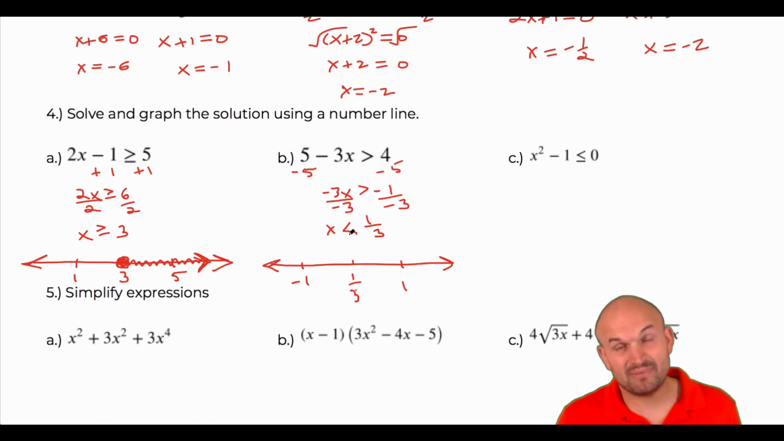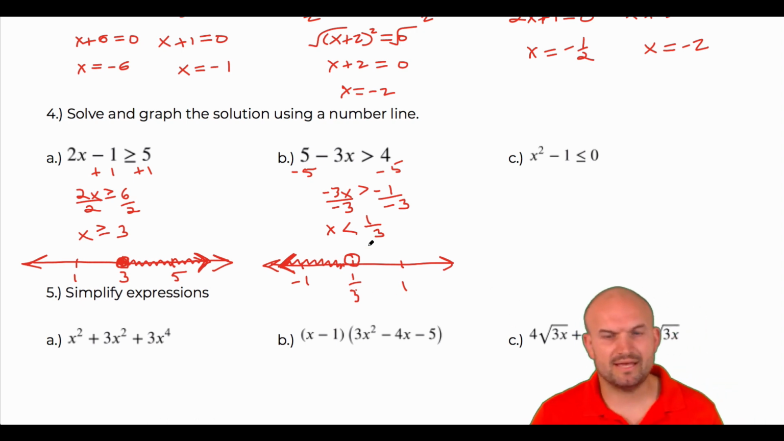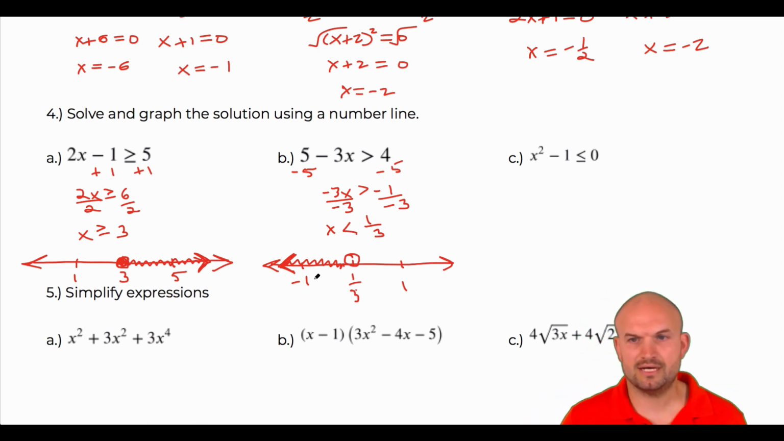X is less than, but it doesn't say equal to. So to represent that, we still need to show where we're starting. So we're going to use an open circle. And now we're going to be using the number line going to the left. And therefore you can see how that works from there.